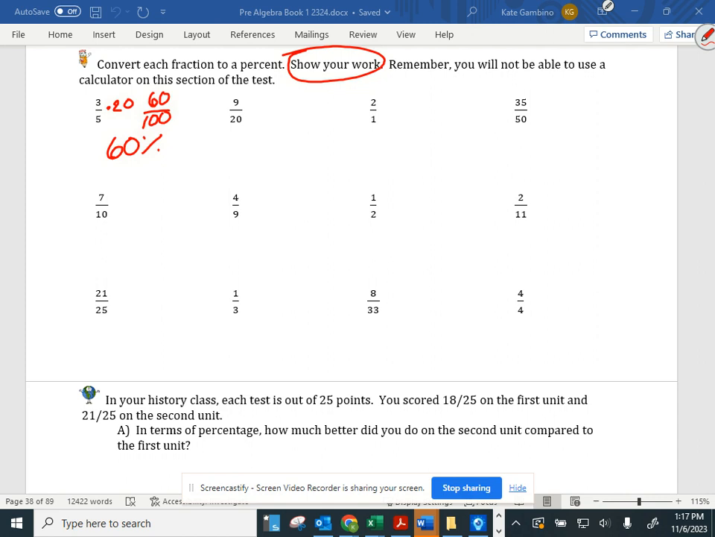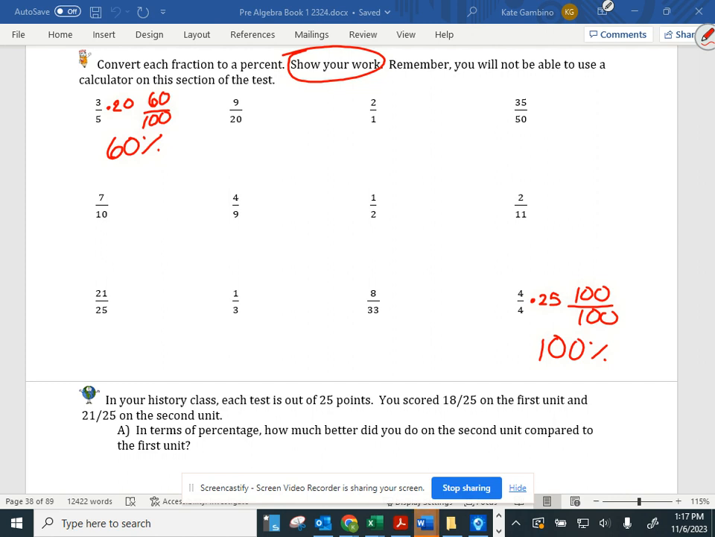Madden. For any number that equals 1, can we just put 100%? 4/4 on the bottom right. You're going to have to show your work. So what are you multiplying by, Madden? 25. So for this one, we have to show our work, okay? Even though you know it, you're going to prove it with your work.